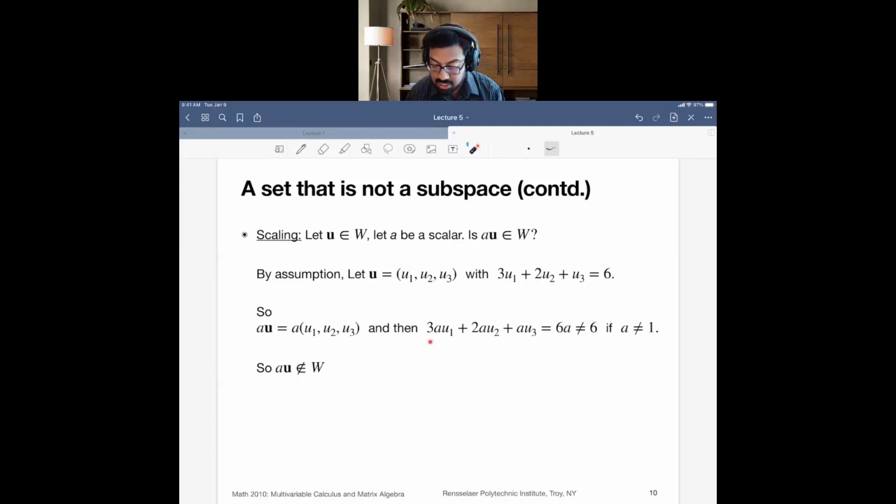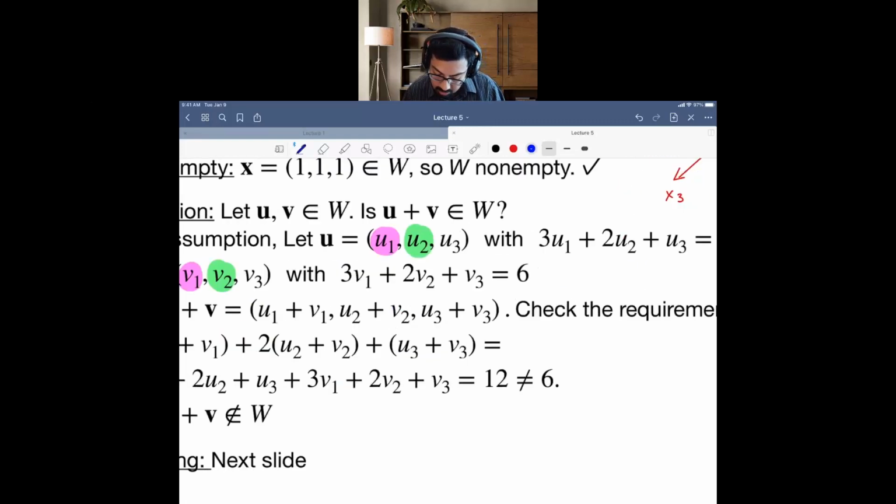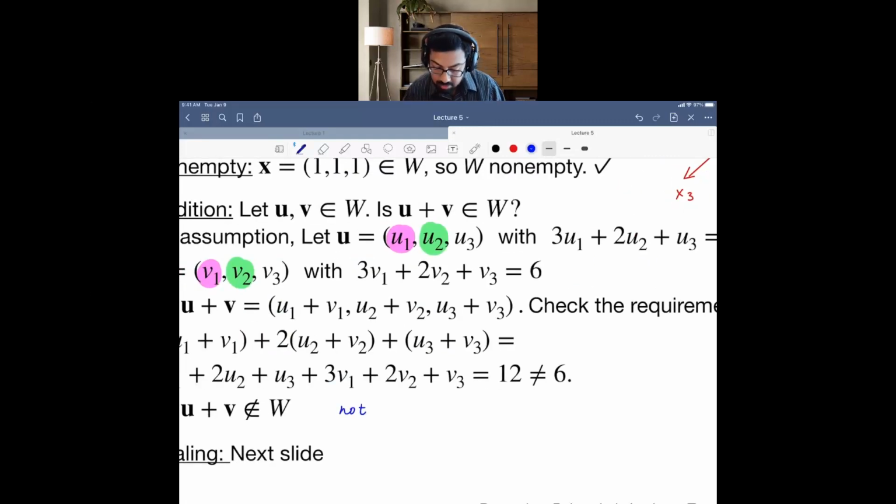Now we have to check whether this belongs to the subspace W or not. To check, we are going to see whether it satisfies the equation. So 3AU1 plus 2AU2 plus AU3, is it 6 or not? Well, you get the answer to be 6A, but it is not equal to 6 when A is not equal to 1. It has to satisfy for all A. So we can say that AU is not belonging to W. So we can say not closed in scaling. And we have seen this geometrically over here, and we can also say over here we didn't need to check scaling, by the way. But addition fails. Not closed in addition.